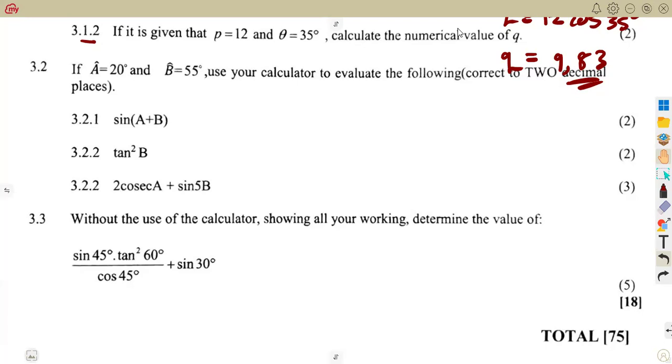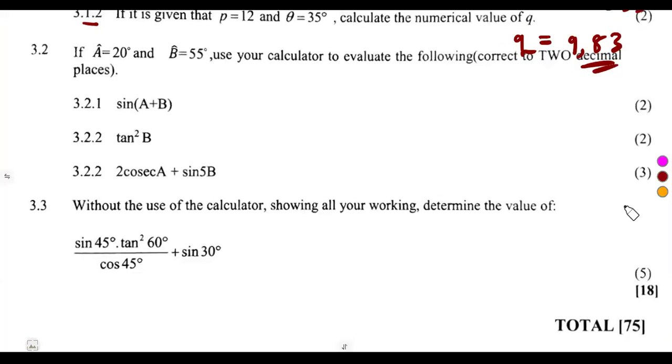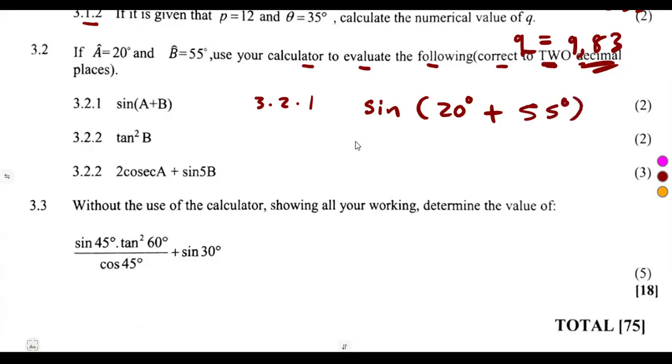All right, so let us consider another part of our question here, which is also to evaluate, but this time we are supposed to use our calculator. Use your calculator to evaluate the following, correct to 2 decimal places. Our answers are supposed to be to 2 decimal places. We are already given these values. Just substitute sine A plus B. Our A is 20 degrees. Our B is 55 degrees. So that is it, guys.